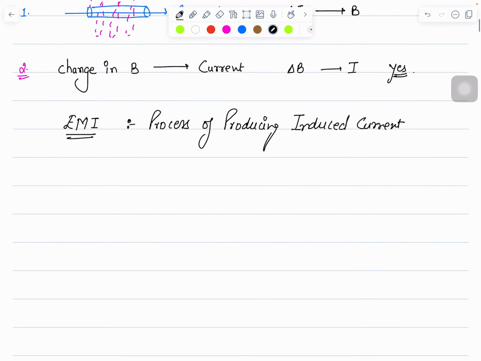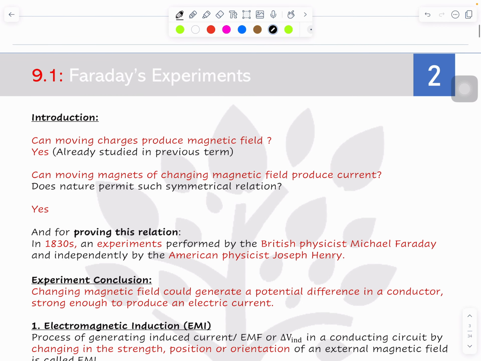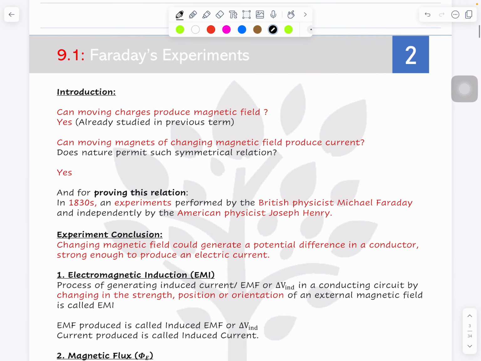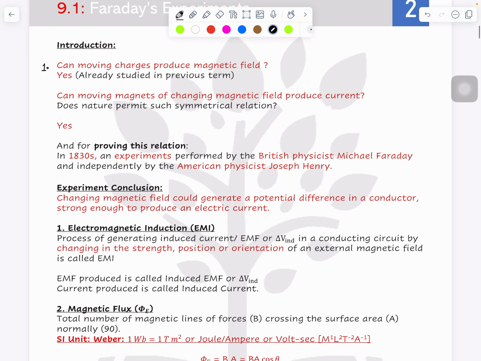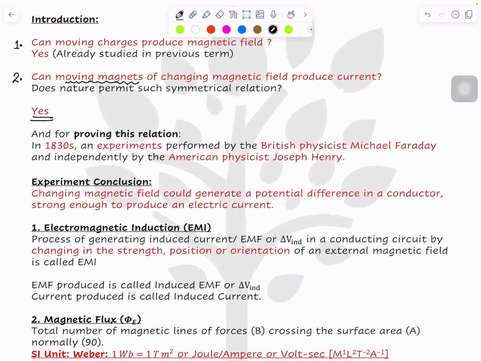With the help of notes you can understand. The first part, I already told you: can moving charges produce magnetic field? Yes, we already learned this in term 1. Second part: can moving magnets or changing magnetic field produce current? Yes, and this is the thing we are going to learn today in this class.